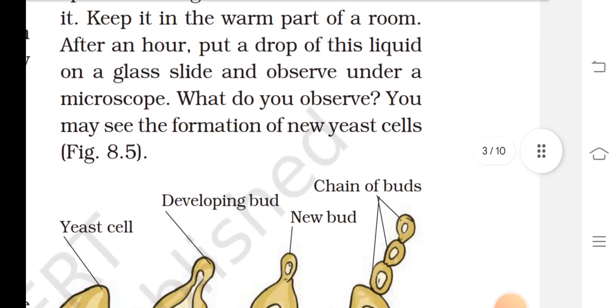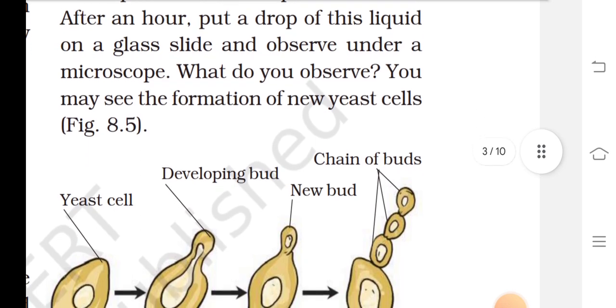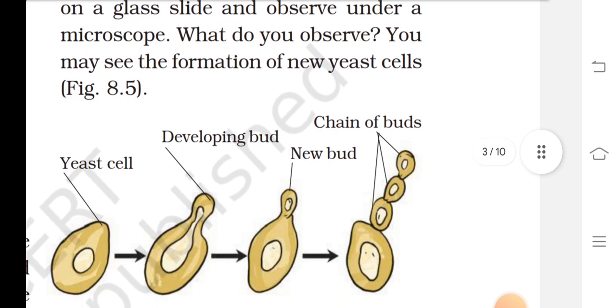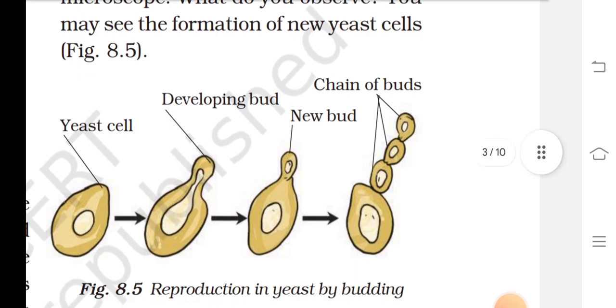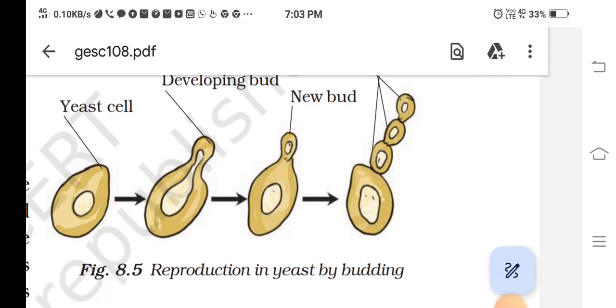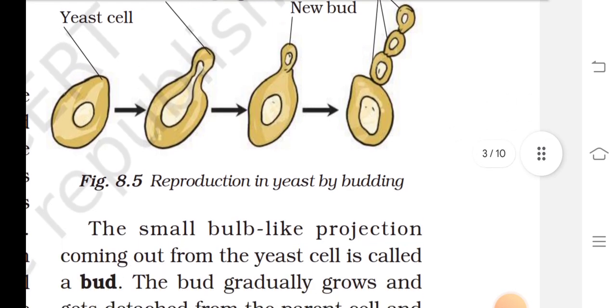After an hour, put a drop of this liquid on a glass slide and observe under a microscope. What do you observe? You may see the formation of new yeast cells. Yeast cell developing bud, new bud, chain of buds.